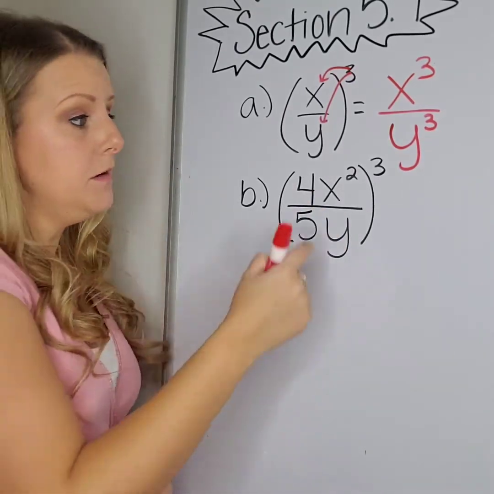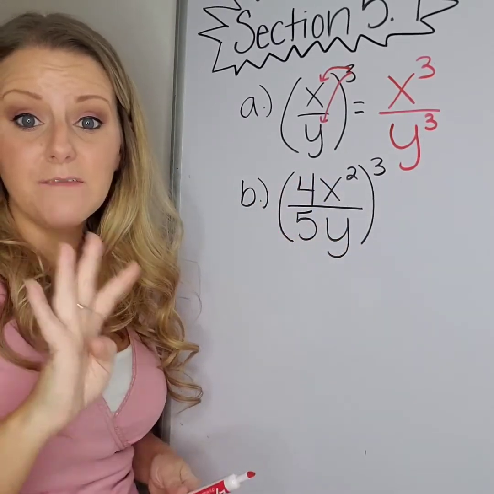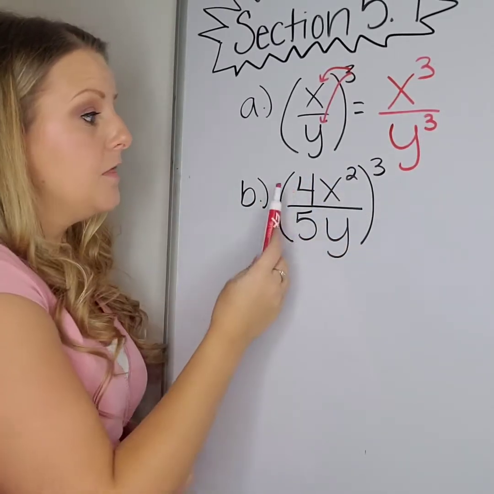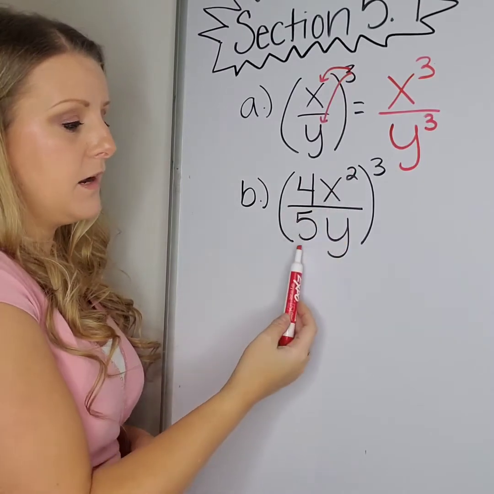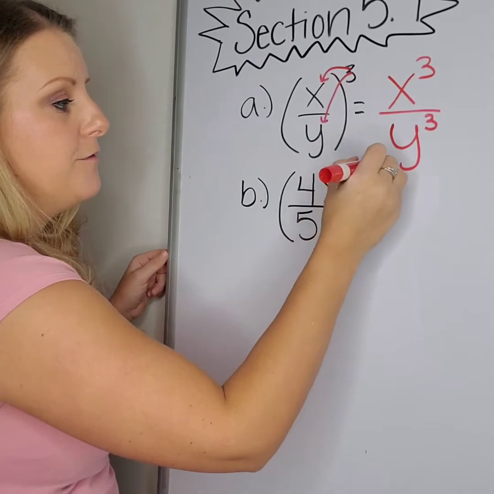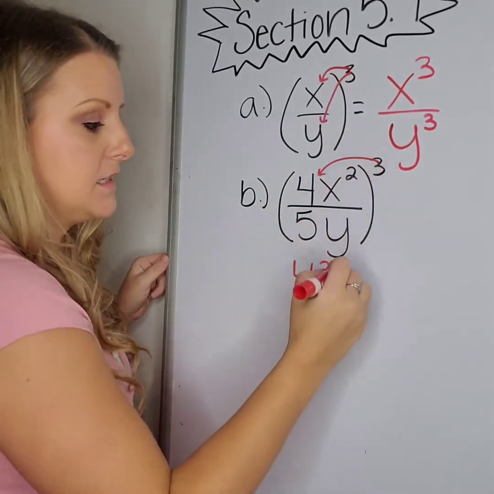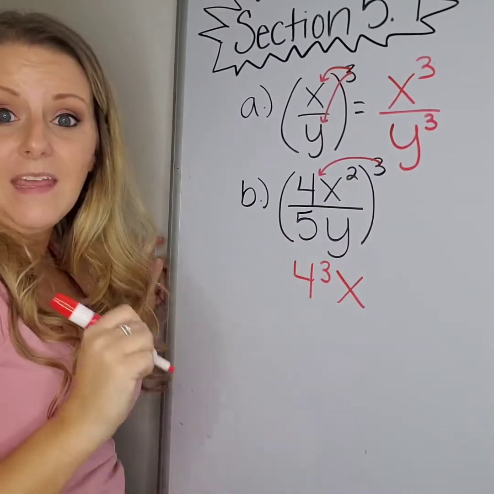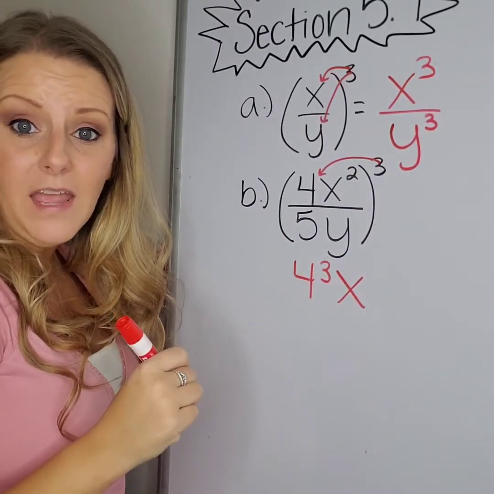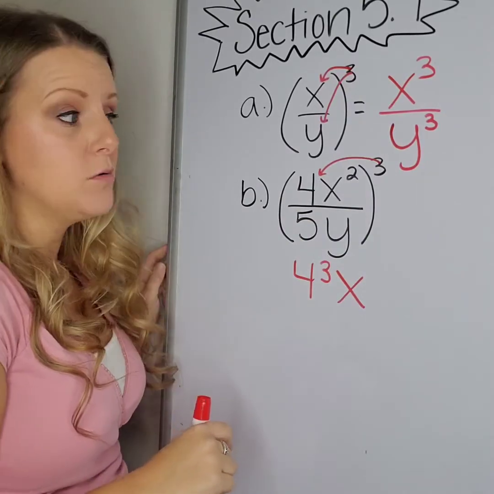Same thing with this one. The 3 is going to go to all 4 things. So there's actually 4 things inside the parenthesis. There's a 4, an x squared, a 5, and a y. And everything's going to get that 3. So the 4 is going to get the 3. The x is going to get the 3. But wait a minute. The x already has a number. It already has an exponent. It has a 2. So what do you think we're going to do with those 2 numbers?